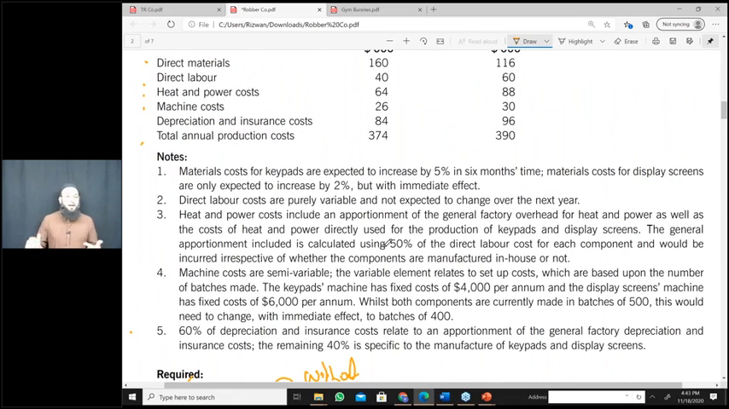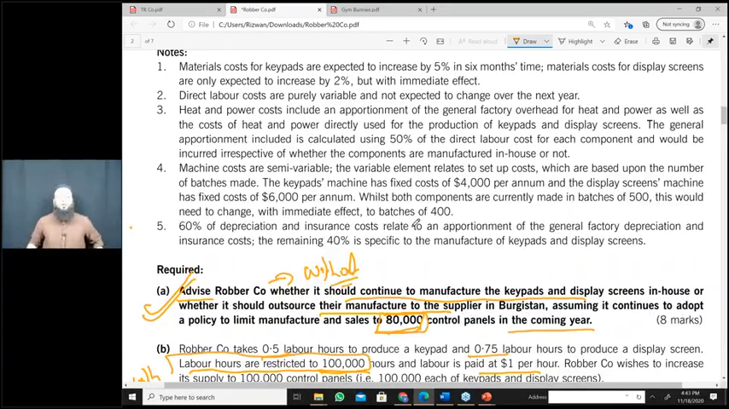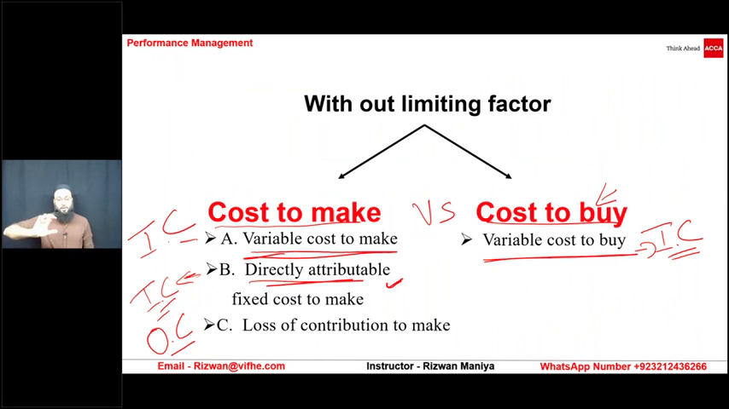So what I'll do is start my solution and side by side read the notes. What we have to do is advise whether to continue making 80,000 keypads and display screens in-house or whether to outsource them. This is what we have to do, so do keep this in your mind. Our decision will be based on cost to make versus cost to buy. Let's start the solution using spreadsheets.